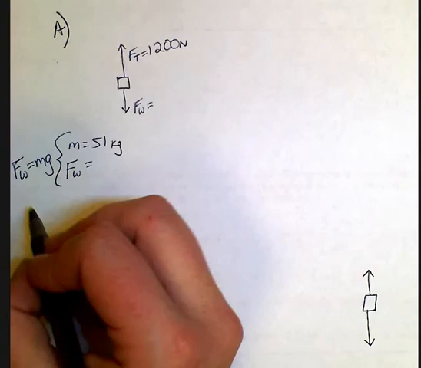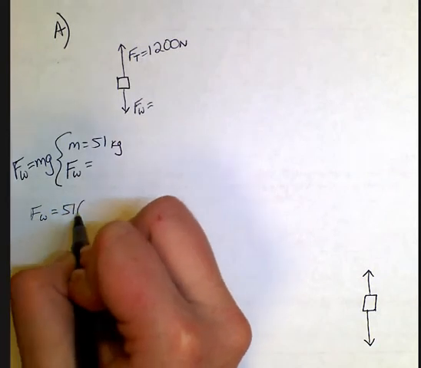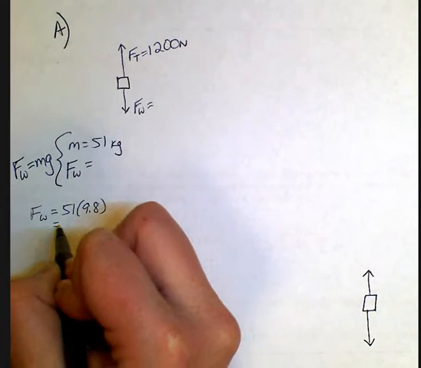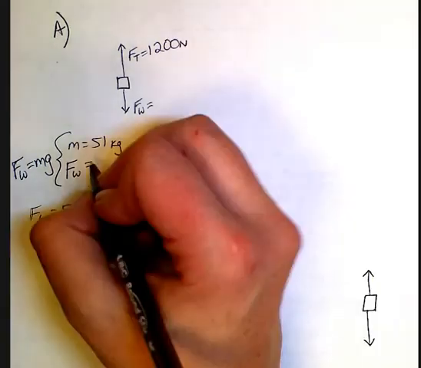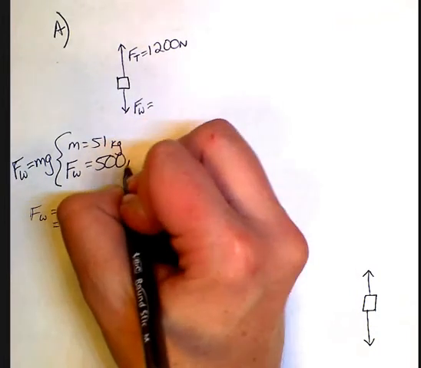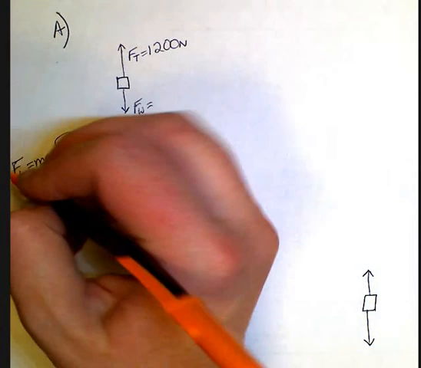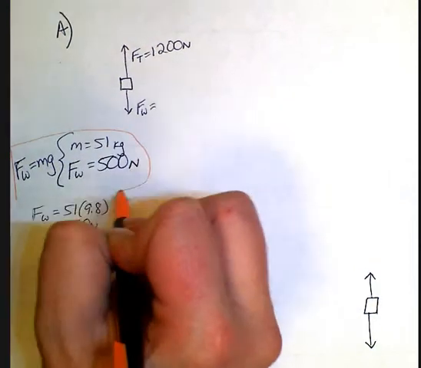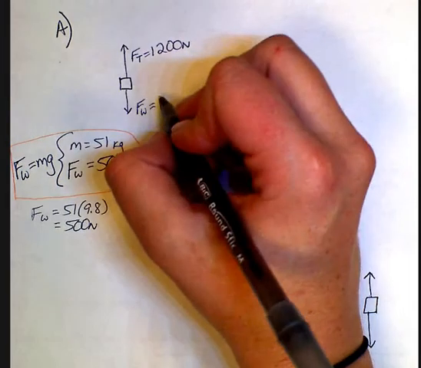So this little side step here, I've got my mass is 51 times 9.8, which is g, and I get 500 newtons is my weight. I'm going to write that here, so it's real easy to find. So I'm going to have this little side bit on a lot of my problems. Go ahead and fill that in my free body diagram.